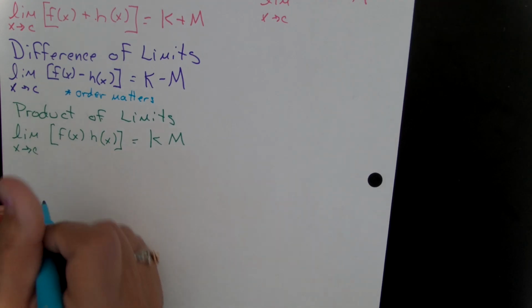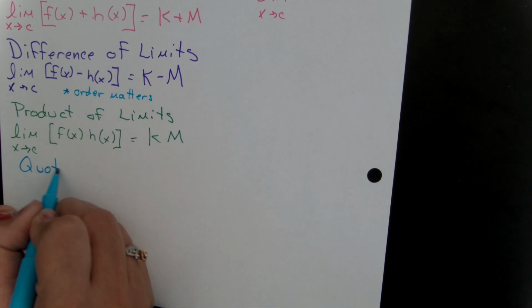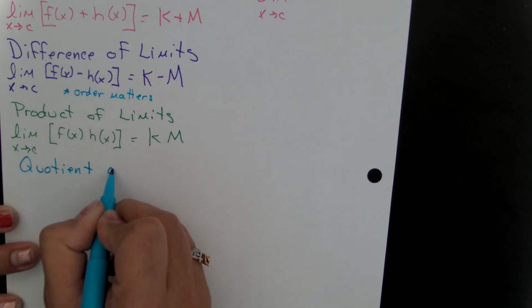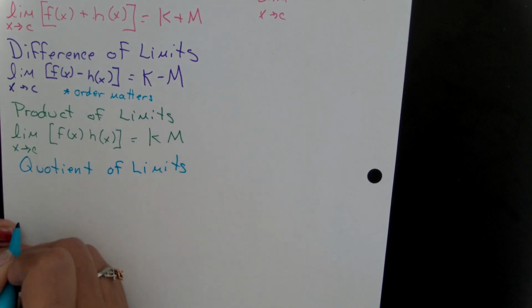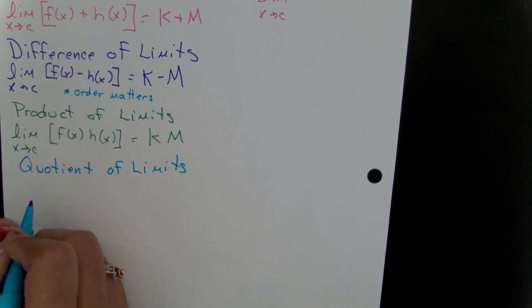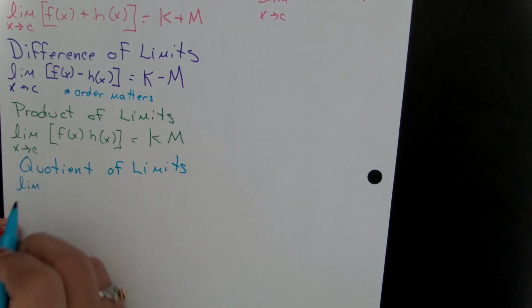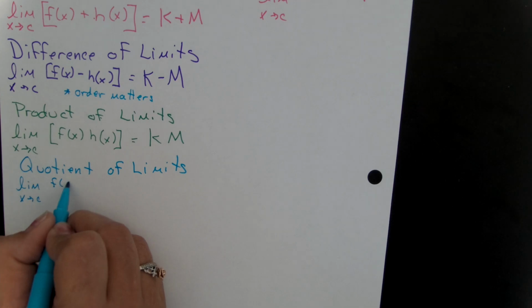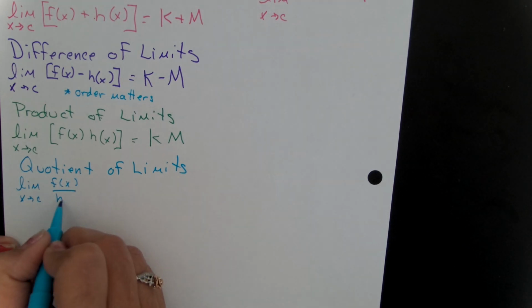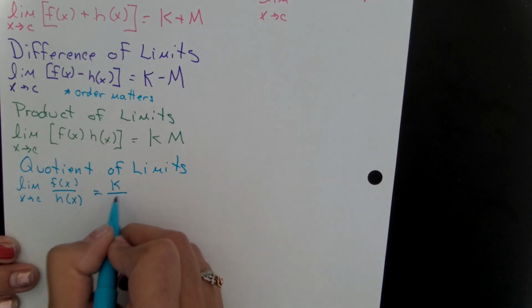And then last, what do we think it is? Division. So that is the quotient of limits. That says if I have the limit as x approaches c of the two functions being divided by each other, I can also take those values of the limits and divide them.